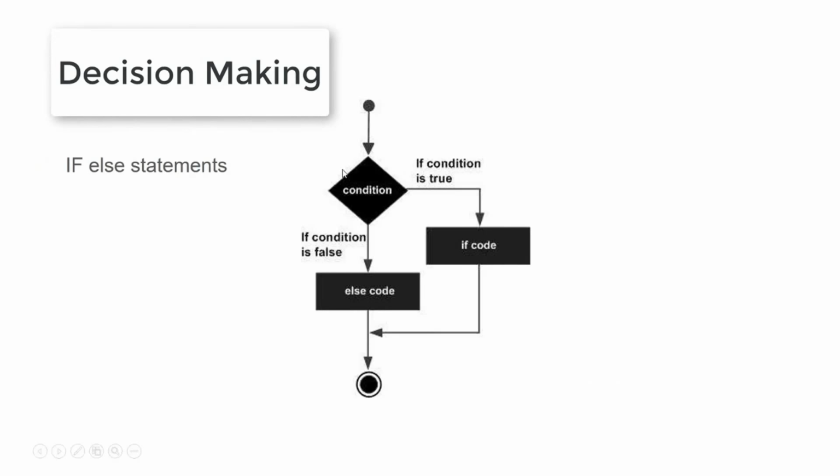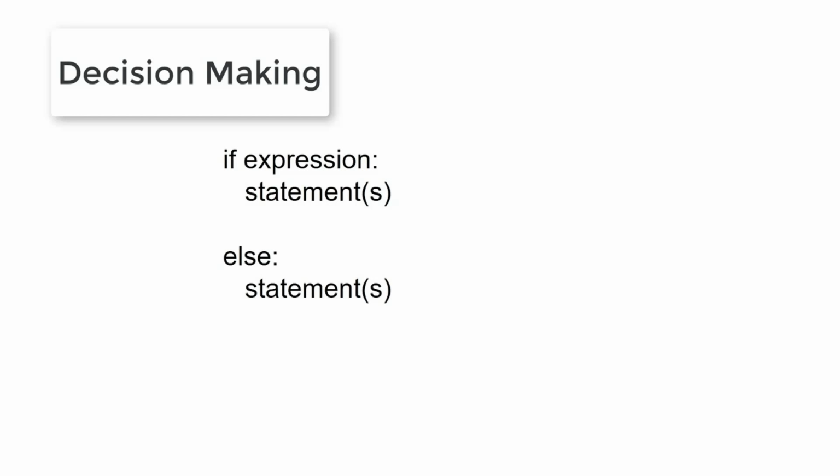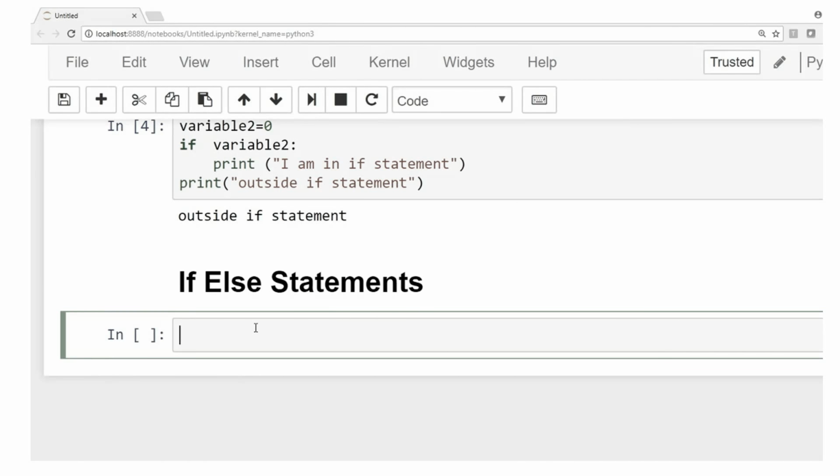Let's have another decision making statement, if else. If the condition is true, it will execute the if code. If the condition is false, it will execute the else code. So it is either this code or the other code. If the expression is true, it will execute these statements. If the expression is false, it will execute the else code.